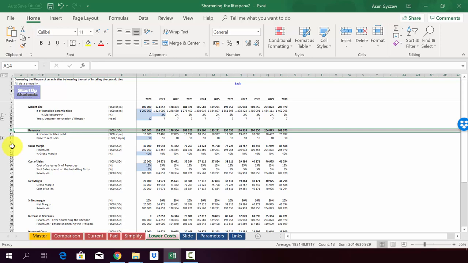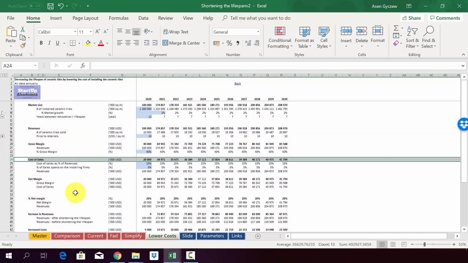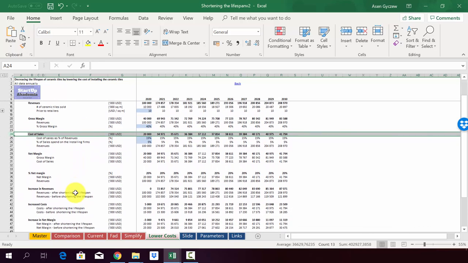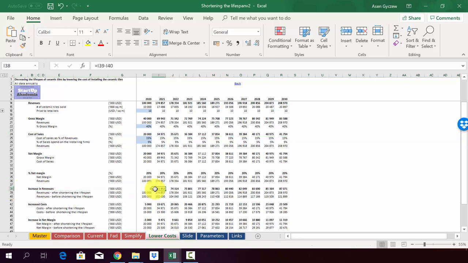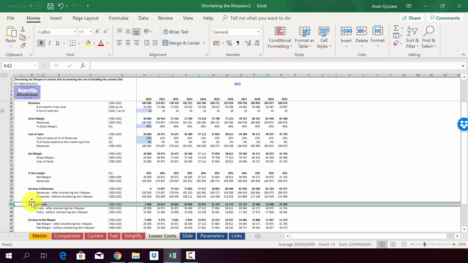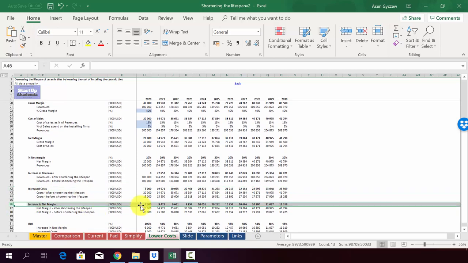Then we've got the gross margin and the cost of sales obviously are higher because we add 5% on the installing firms. And again, as in the previous example, we compare it with the current situation. So we see an increase of revenues from 72 million in 2021 up to 87 million in 2030. Obviously, we've got the increase of costs due to the fact that we will invest in the installing firms, but the increase in net margin is actually significant.